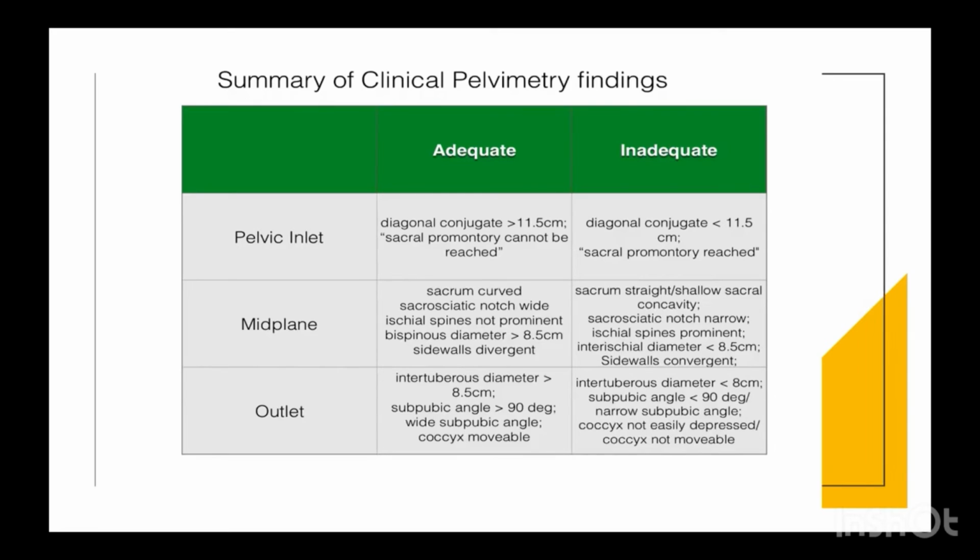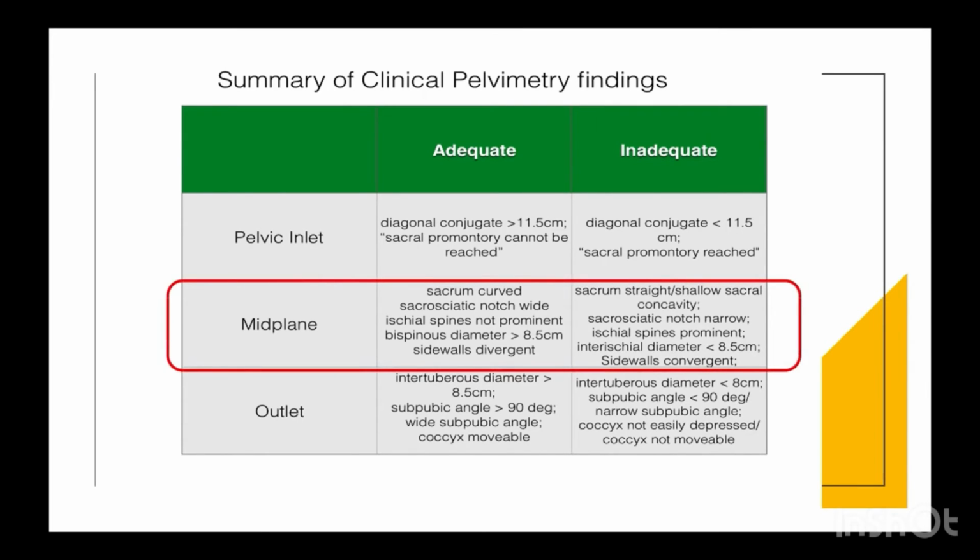Now, the clinical pelvimetry findings for the midplane can be summarized as follows. If the midplane is adequate, then we can report it as sacrum curved, sacrosciatic notch wide, ischial spines not prominent, bispinous diameter more than 8.5 centimeters, and pelvic side walls divergent.